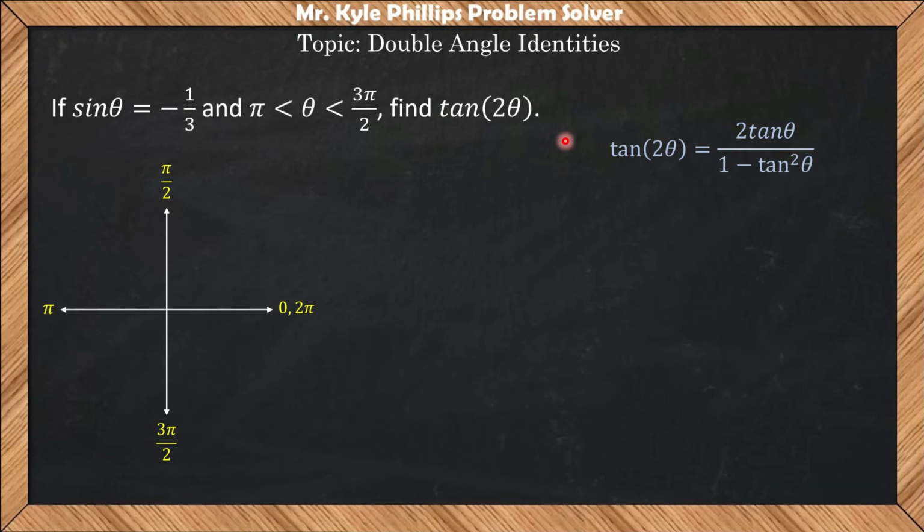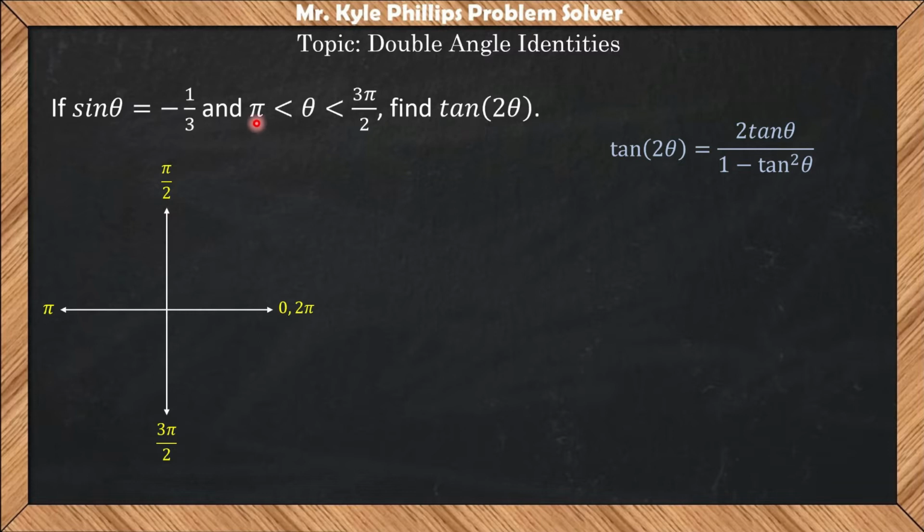Hey everybody, so in this video we are going to be finding tangent of 2 theta given quadrant restrictions. So in the problem it says if sine of theta is negative 1/3 and our reference angle is in between pi and 3 pi halves, find tangent of 2 theta.